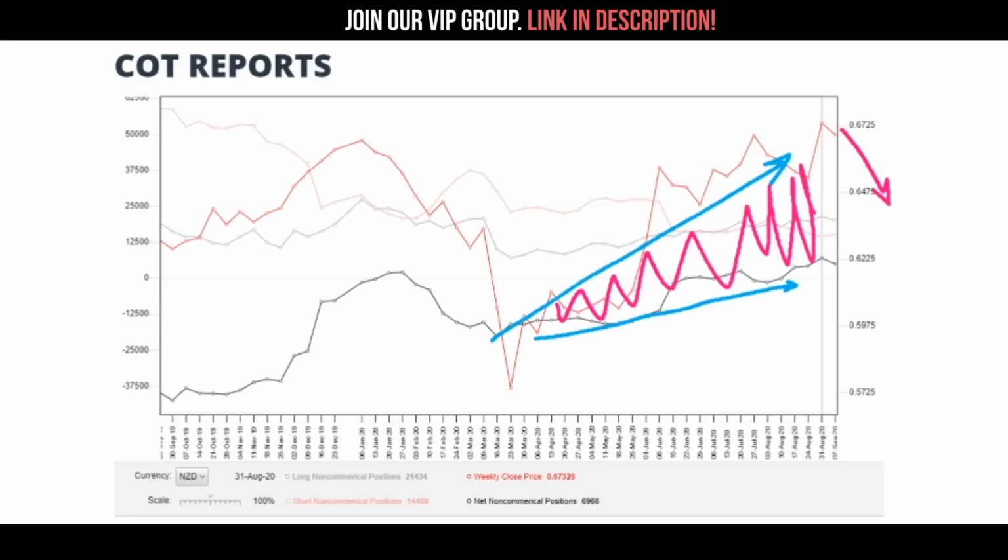So this is how I look at the COT reports and some things, kind of just evaluating the current environment that we are in.